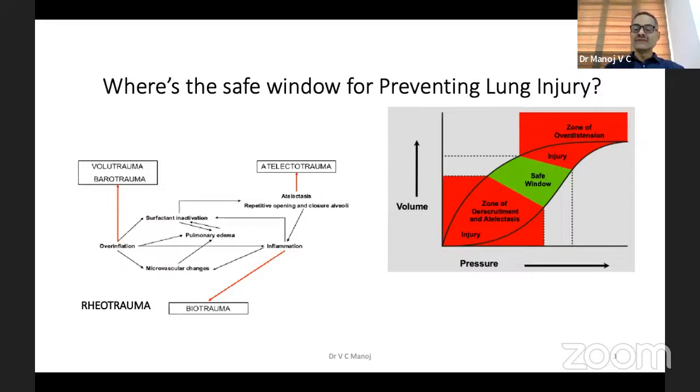Well, we have seen this. If you overinflate, you are going to create volutrauma, barotrauma. If you do not recruit the lung well, your PEEP or CPAP is not adequate, you're going to create atelectotrauma. So there is a safe window in between where the lung is well opened. The concept is called open lung concept. So where the lung is well opened and then you use minimal pressures to ventilate. So this is the safe window theoretically for ventilating babies.